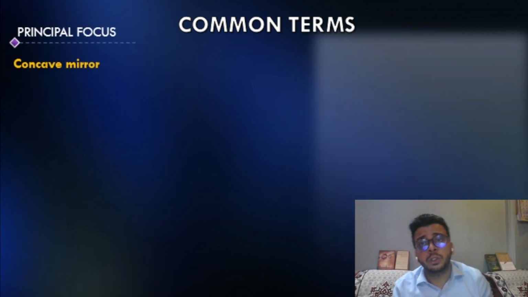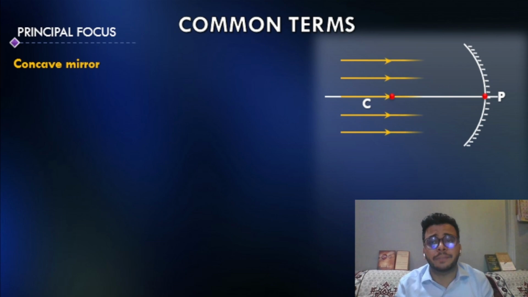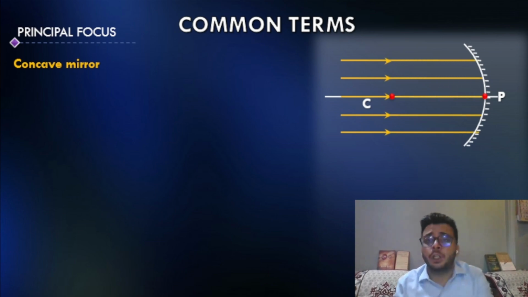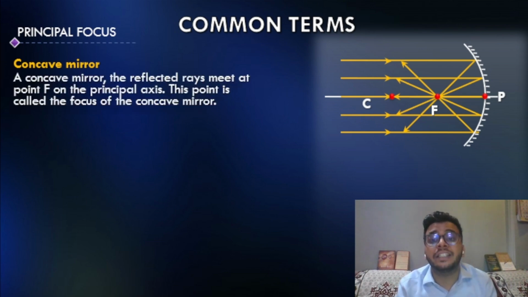As we all know, concave mirror is a converging mirror, means all the rays which are parallel to the principal axis, once they fall on the mirror, we saw they meet at a point. So whenever they meet at a point on principal axis, that point is known as principal focus. So in concave, as they really meet at a point, we call it a real focus.